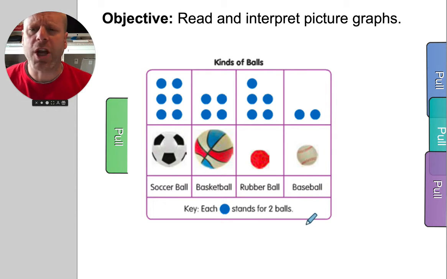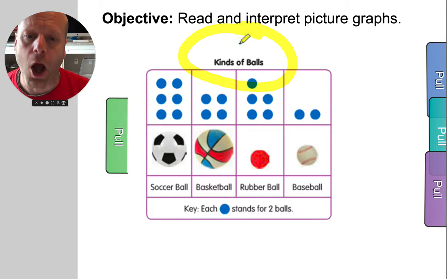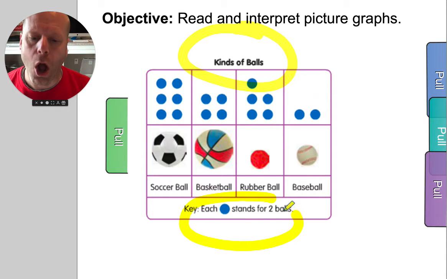It won't really change which one is the most. You can still see that. Even if I thought these were ones, I would see that this was the most, but really these are twos, so it's 2, 4, 6, 8, 10, 12 soccer balls, not 6. So what do I look for? Always the title, always the key. And then I usually look to see what the categories of the graph are.